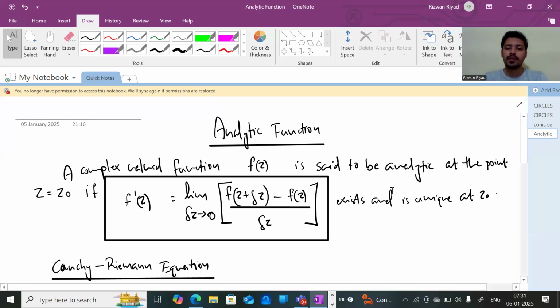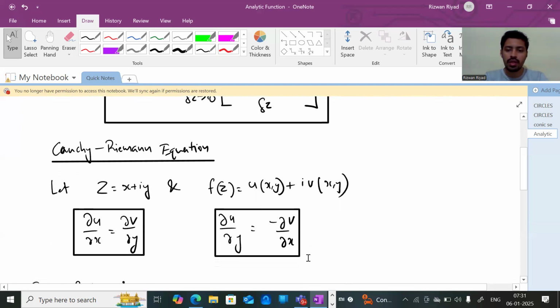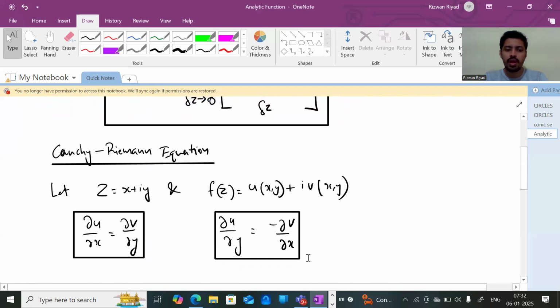The next one is the Cauchy-Riemann equation. With the help of Cauchy-Riemann equations, we can check whether a function is analytic or not. If a function satisfies the Cauchy-Riemann equation, we can say that that function is analytic.